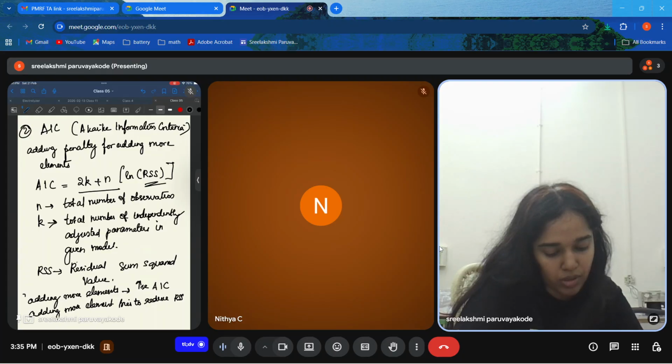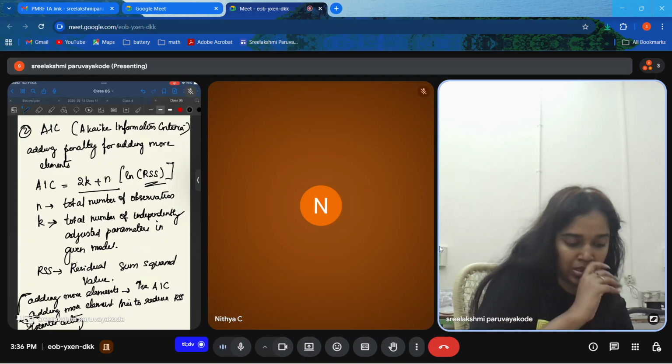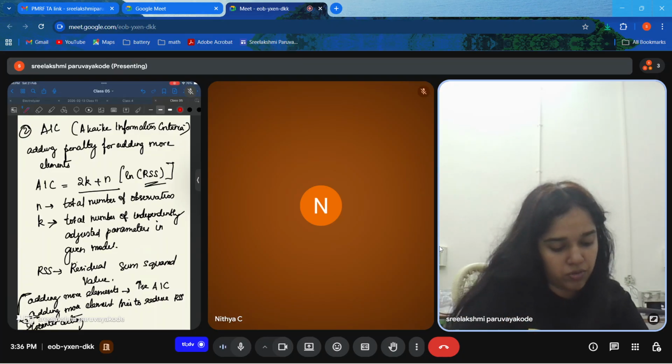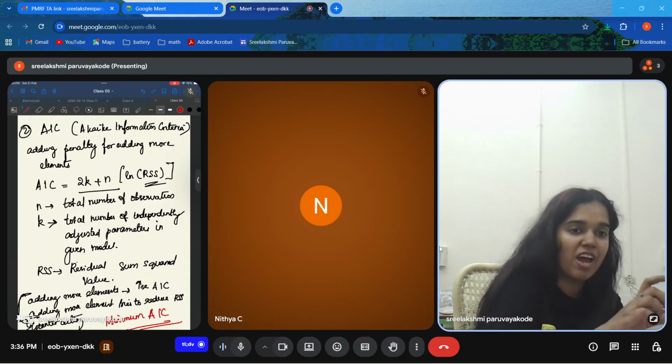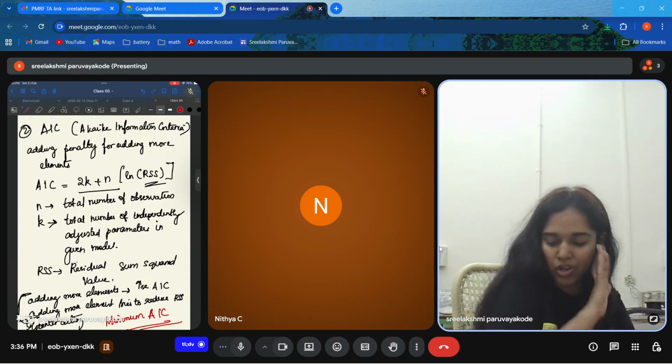These both are counteractive. One increases, the other reduces. So what do you finally look for? We look for minimum AIC. That is the case where we say that yes, these many number of elements we have added, we have minimized AIC. This is the best fit you can obtain.